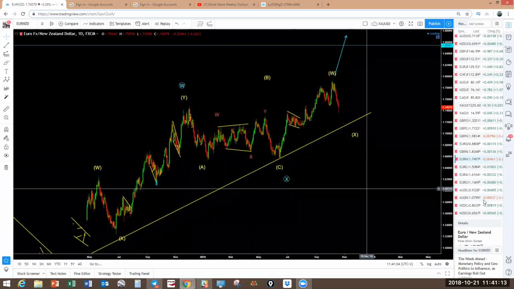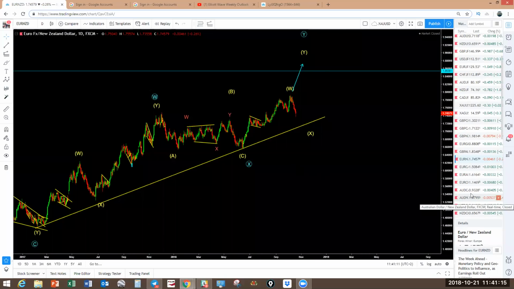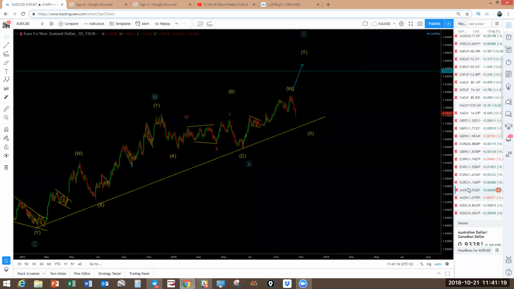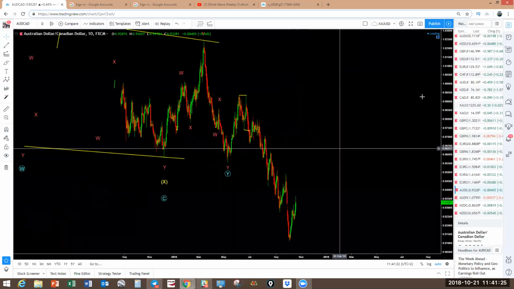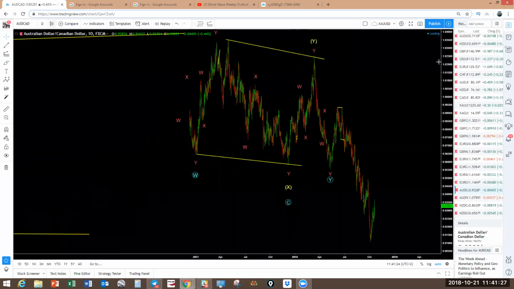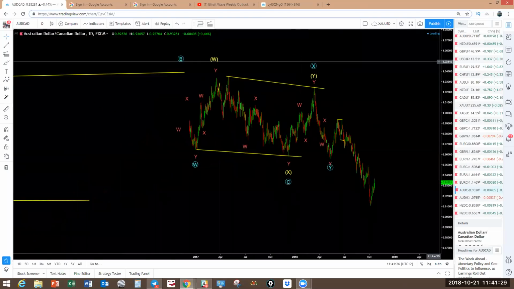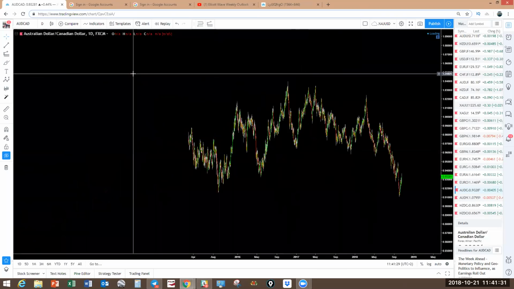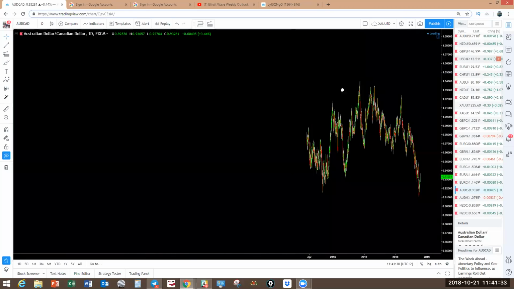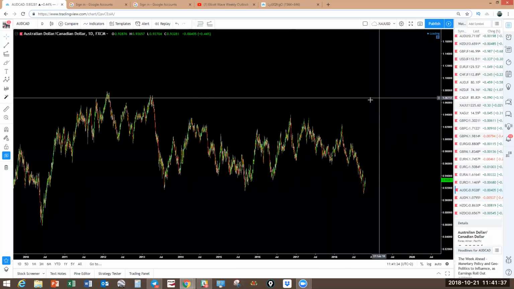Now let's look at some of the CAD and the New Zealand pairs. Yes, a very nice one. Structure is starting to set up very nicely. Your AUDCAD. Let's look at AUDCAD. Let's take this off. I'm going to show you the high level view. And if I show you this, you should be able to trade this. If you've got a strategy, you should be able to trade this in the next couple of days.